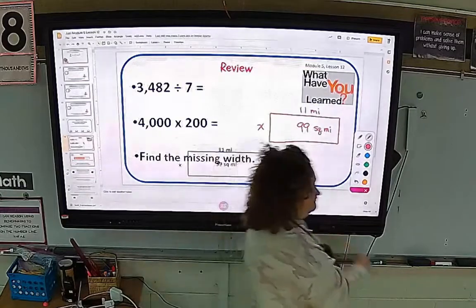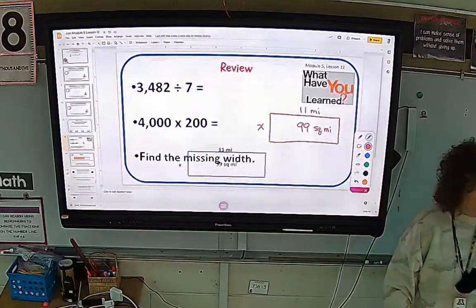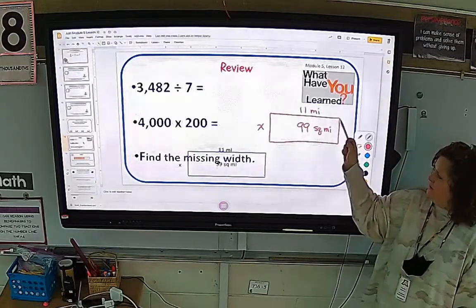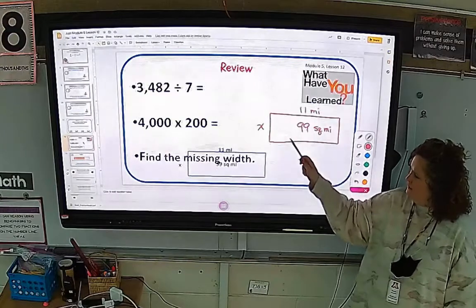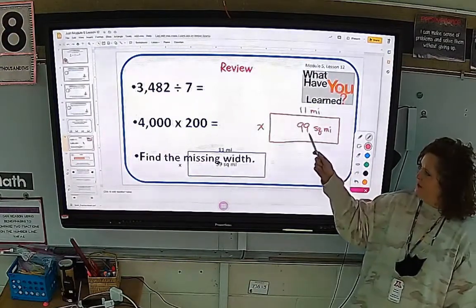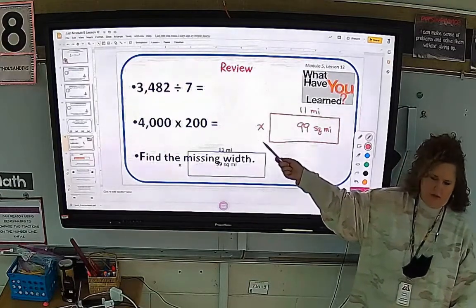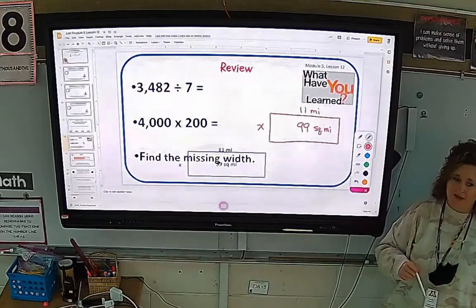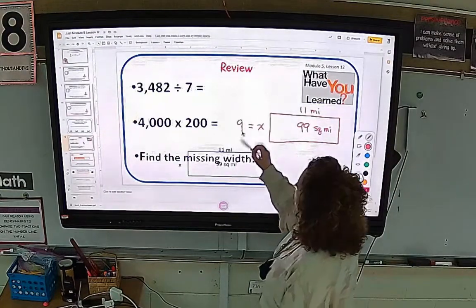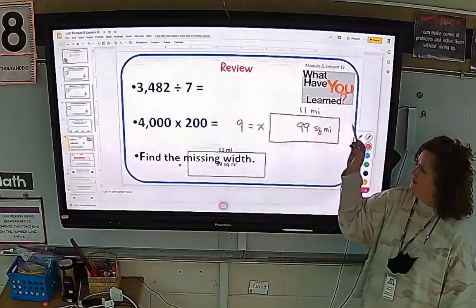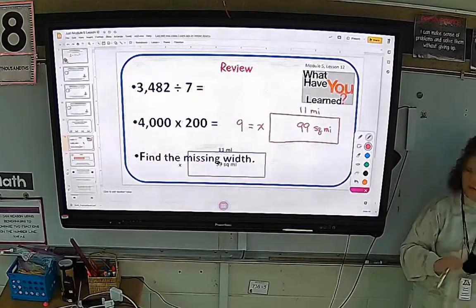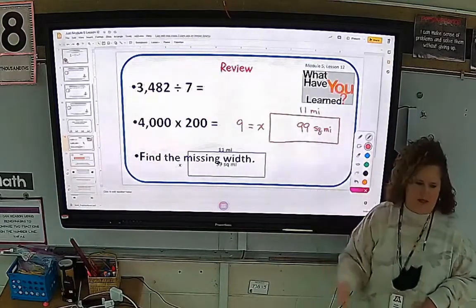Let's say this is a field or something. We're trying to see how big this area of land is. It's 11 miles across here. We know all of this is 99. Well, if this is 99, what does this have to be? 9. This would have to be 9 because, remember, length times width is what equals all of this in the middle. So we know 11 times 9 is what makes 99.